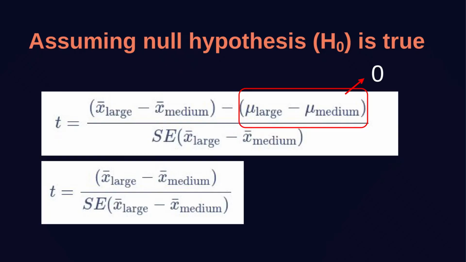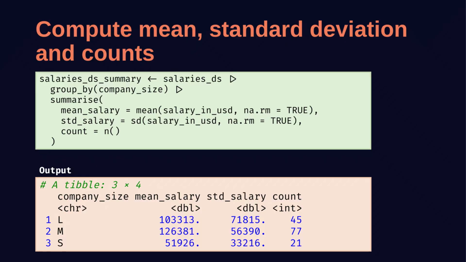If we assume the null hypothesis is true, we can simplify it. The null hypothesis states that the population means are equal, which means that the difference is 0. So the population term in the numerator drops out. By inserting our approximation for the standard error, we now have a way to calculate the test statistic using only the values from the sample dataset. We need the mean, standard deviation, and the number of observations for each group to fill the formula for t.